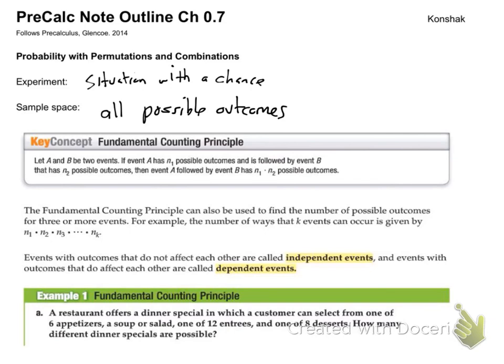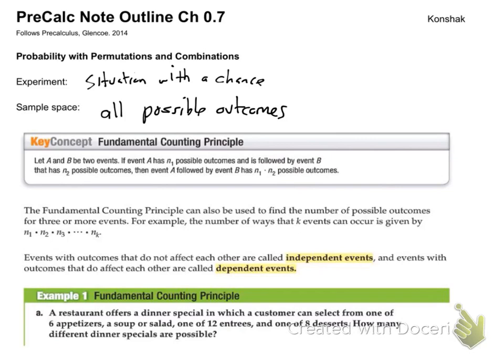Then you have dependent events. Now, what if I had a hat full of colored marbles, and I took a marble out? Is that next grab going to be different than the first grab? Yes, because in that case, there's one less marble. There's one less of something, right? Those would be dependent events.